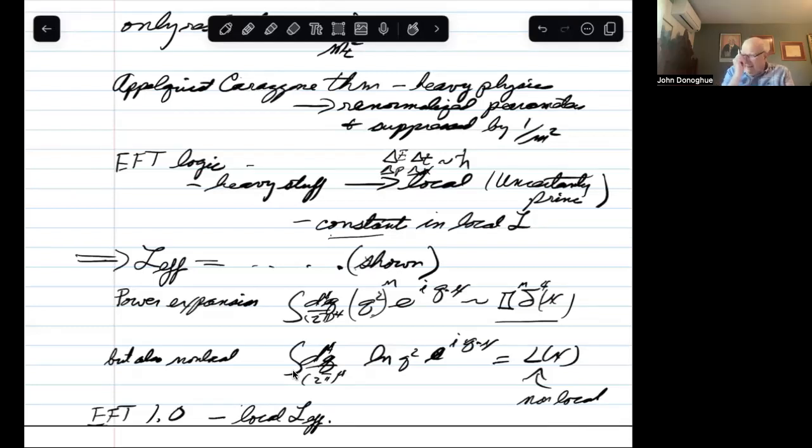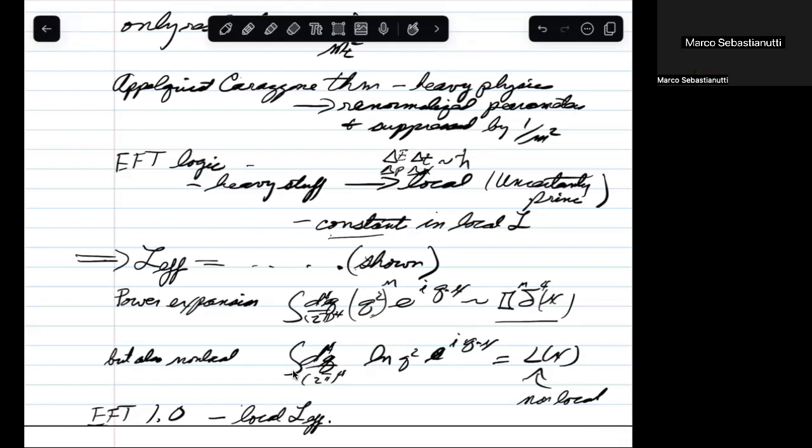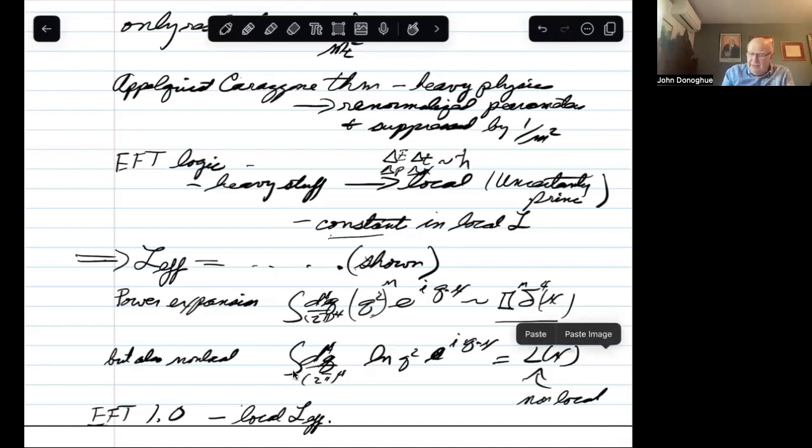So the effect of heavy stuff looks local when viewed at low energies. Okay, now I see. Yeah. Okay. Thank you. So, yeah, that's the crucial thing.